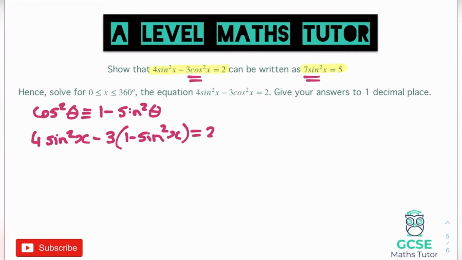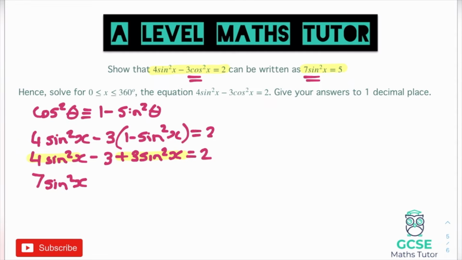Now if we expand that bracket, we've got 4 sine squared x minus 3, that's negative 3 times negative sine squared x, so plus 3 sine squared x is equal to 2. There we go. Now we can add together our sine squared x. We've got 4 sine squared x plus 3 sine squared x. That adds together to make 7 sine squared x. So you can already see we've got something which is matching that 7 sine squared x. We also have that minus 3 is equal to 2.